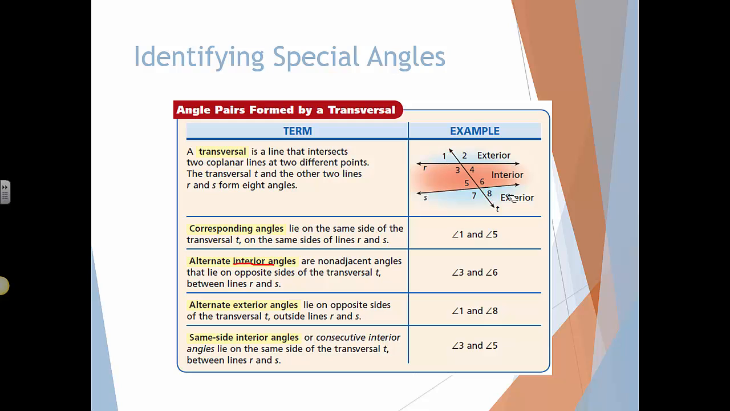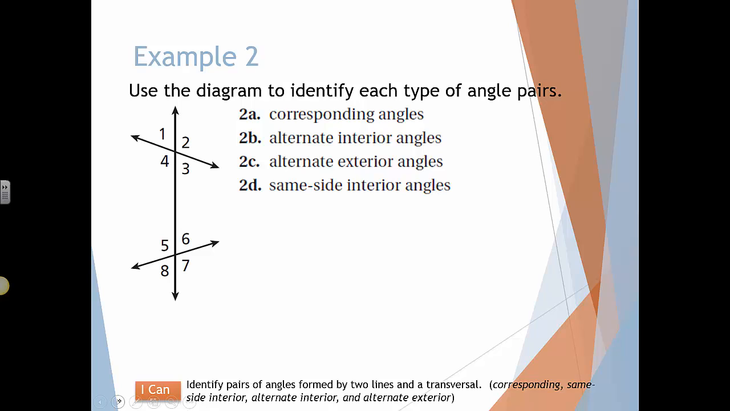And then same side interior, they're on the same side of the transversal, and they're on the interior of the two lines. So like 3 and 5 are a pair of same side interior angles, and also 4 and 6 are a pair of same side interior angles. All right, so let's quickly try to identify in this example here some corresponding angles, some alternate interior angles, alternate exterior, and same side interior. I'd encourage you to pause the video at this moment and try to identify the lines and then see what I say.